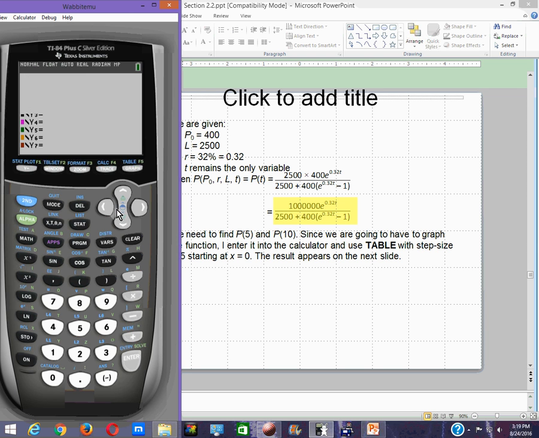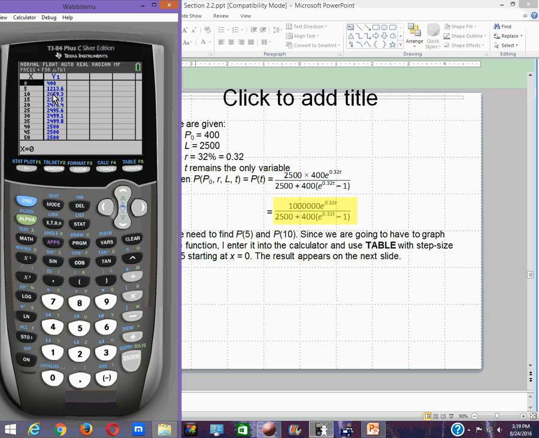Now, I said I was going to do my table. If you wanted to use your Y-VARS and do P of 5, P of 10, that's fine. Notice, since it's in the calculator, it would be like y1 of 5, y1 of 10. But if I do my table set, second table set, start at 0 and have delta table be 5, and then go to the table.